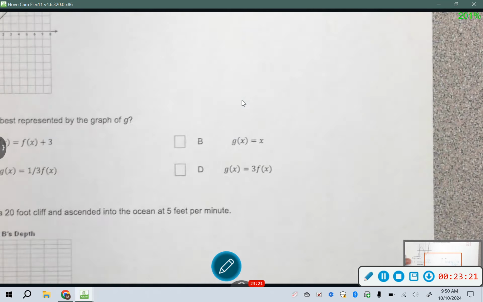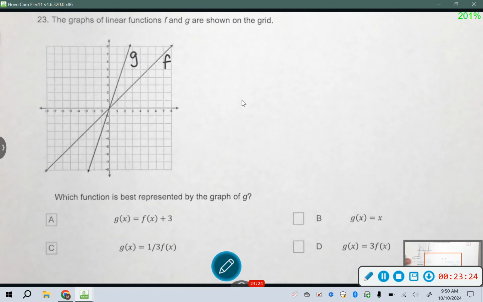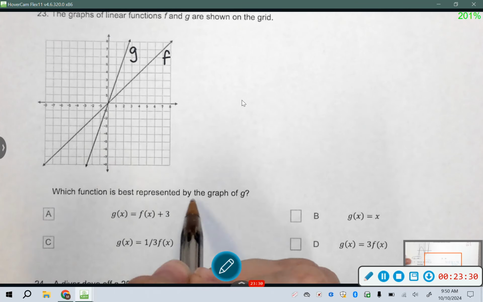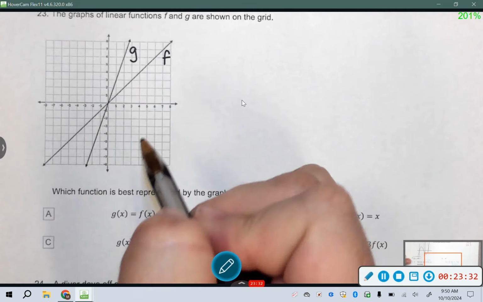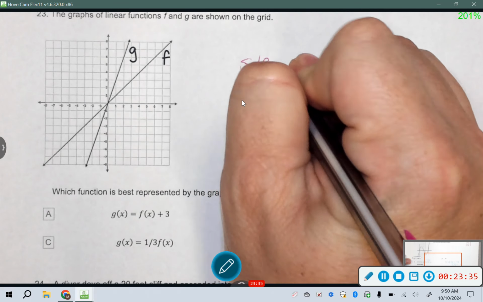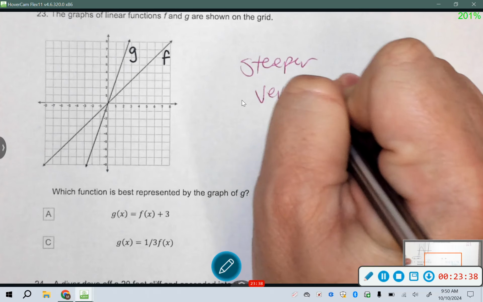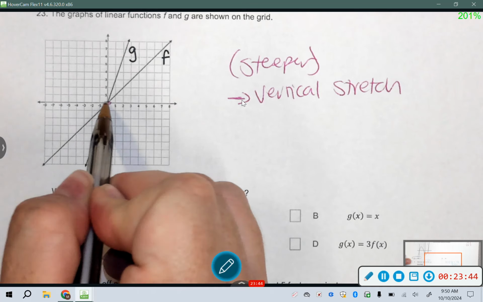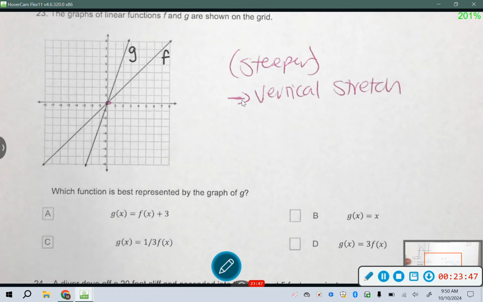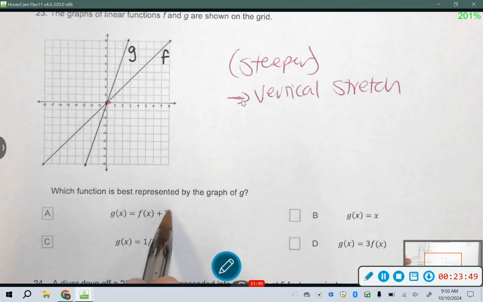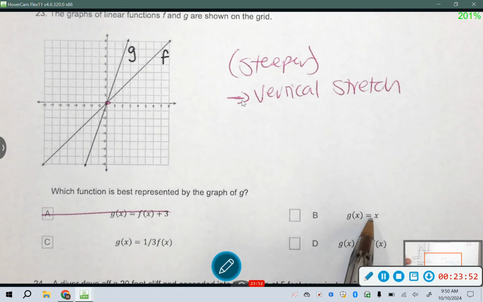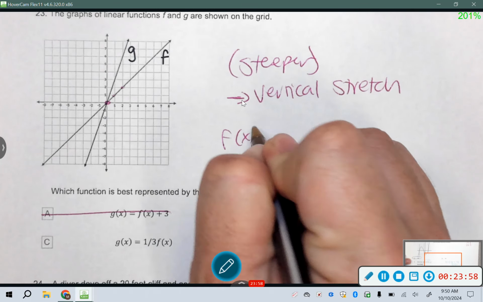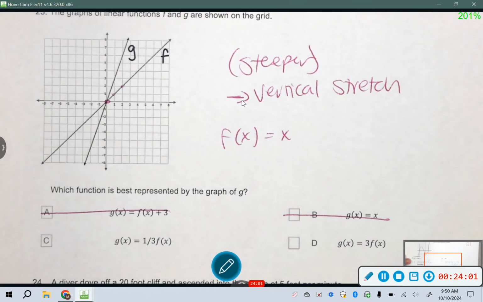Okay, last page. Look at number 23. This is one that I really want y'all to focus on. It says, which function is best represented by the graph g? Well, f to g changed and it got steeper, which I want you to remember is a vertical stretch. The y-intercept did not change, so there's no plus or minus inside or outside. There should be no adding or subtracting, so we can cross off this one. I know g of x is not x because x is what cuts it in half diagonally. That's this one. So I have f of x equals x, but not g, so that's wrong.